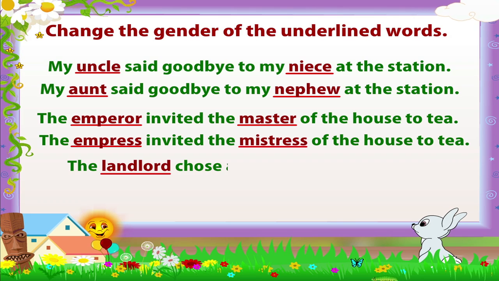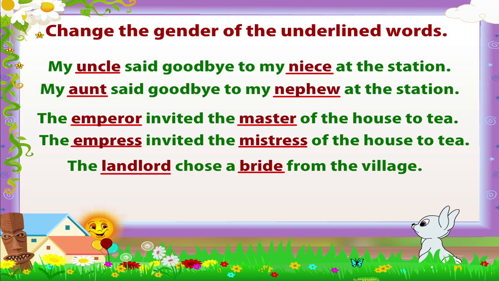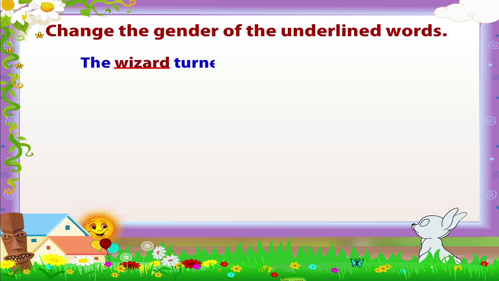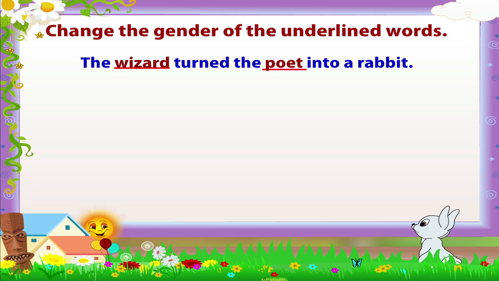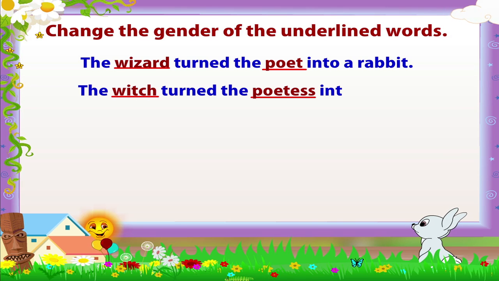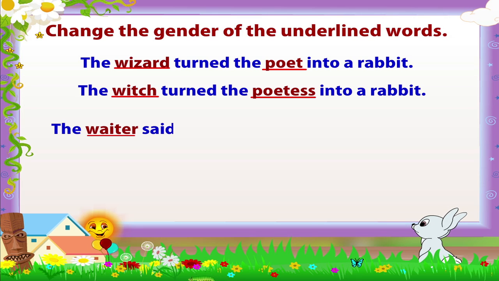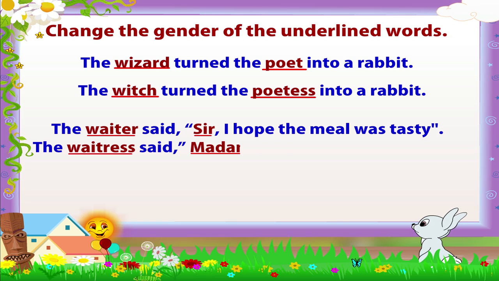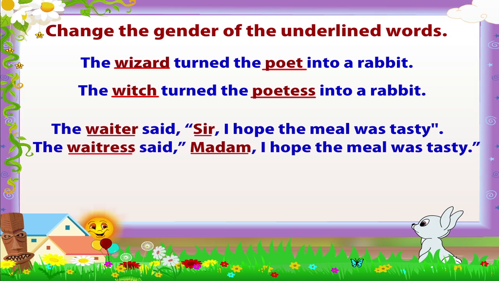The landlord chose a bride from the village. The landlady chose a bridegroom from the village. The wizard turned the poet into a rabbit. The witch turned the poetess into a rabbit. The waiter said, "Sir, I hope the meal was tasty." The waitress said, "Madam, I hope the meal was tasty."